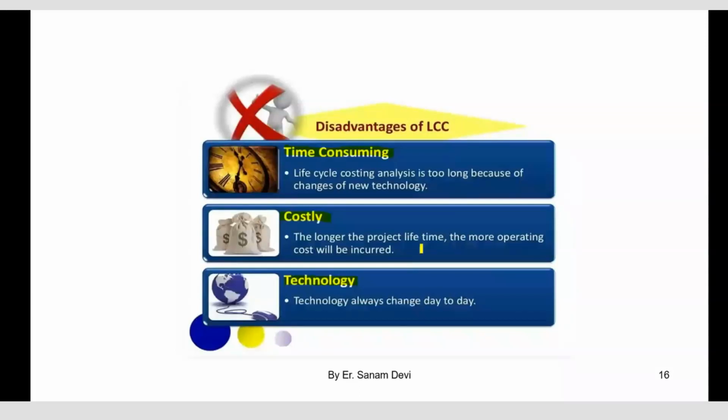The longer the project lifetime, the more operating cost will be incurred. If the project lifetime is more, then operating cost will be more. Technology means technology will change day by day. Means we are using e-bikes now. Previously we were using petrol vehicles. That one is replaced by e-bikes. Maybe in the future it will be replaced by any other thing. That's why this is a disadvantage. You understood?